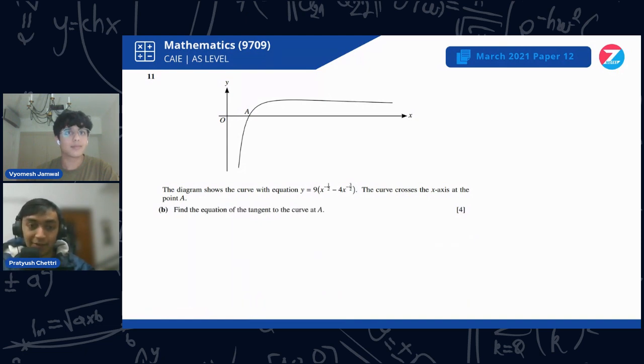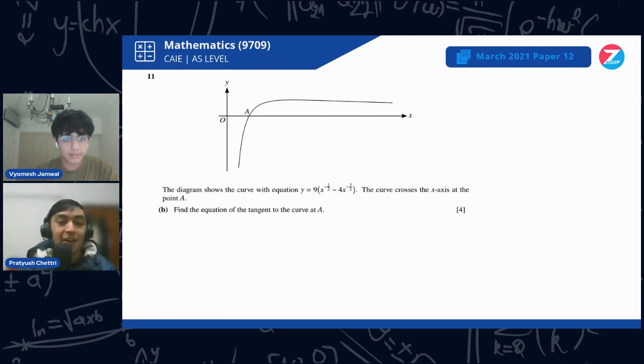Okay, next question. You can do this one, Guillaume. It's a similar idea, but a different question. It just says find the equation of the tangent to the curve at A. Quite easy, actually. We already know the x value of A. It's 4, right? And what we need to do first is find the gradient if we're trying to find the equation of the tangent.